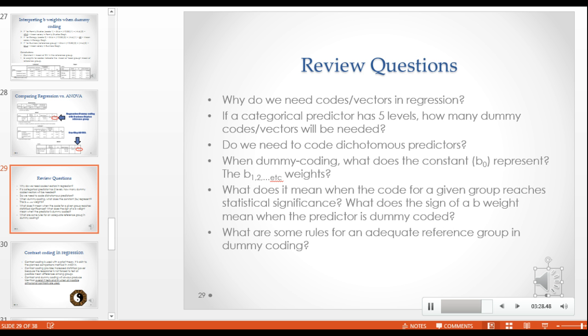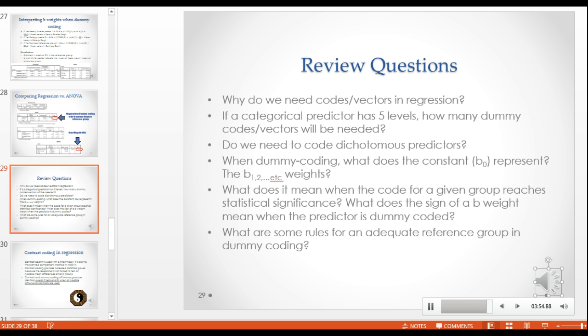Finally, what are some rules for an adequate reference group in dummy coding? So what does a proper reference group look like? Well, recall that it needs to have a large n size compared to the other groups. It should not be a category that has only a few people in it or a few units in it. And it can't be like an other category or a non-applicable category. It should be a legitimate category.